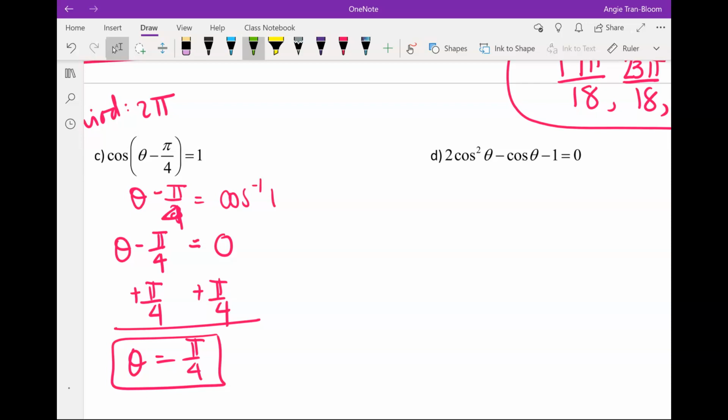Okay. If you are not comfortable with cosine or sine or tangent, you can always let x be whatever that trig function is. In this case, the trig function just happens to be cosine of theta. You can always take it out, put x, and then put it back in. So then that will give you 2x squared minus x minus 1 equals 0. Why don't you do the factoring?